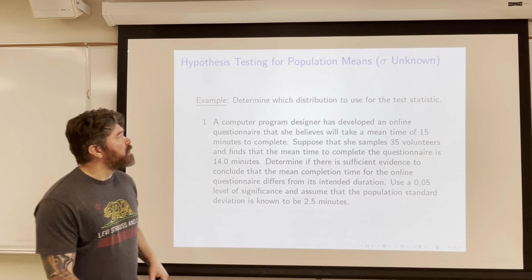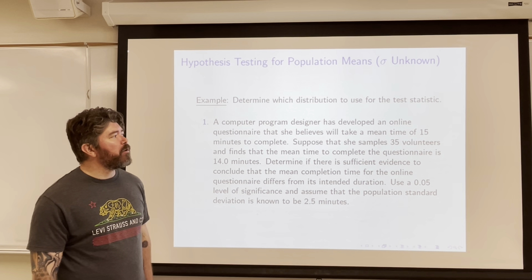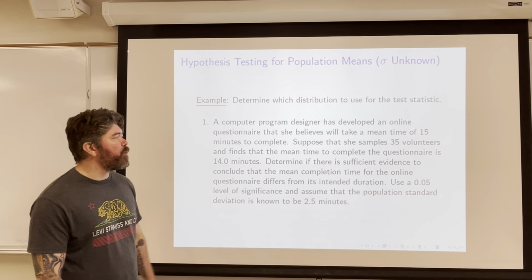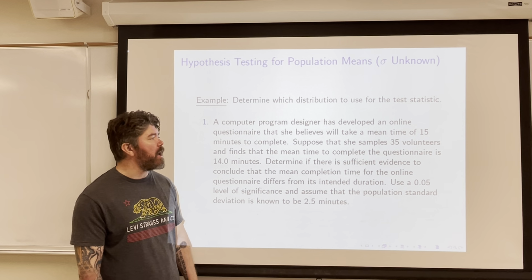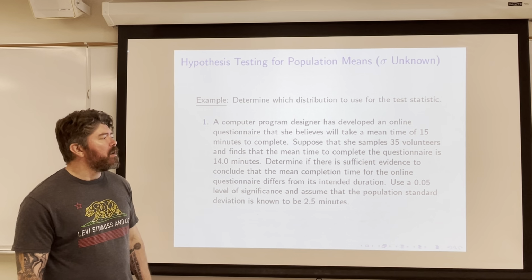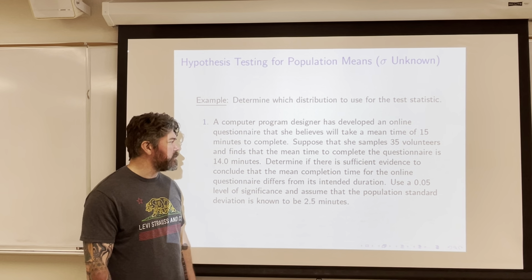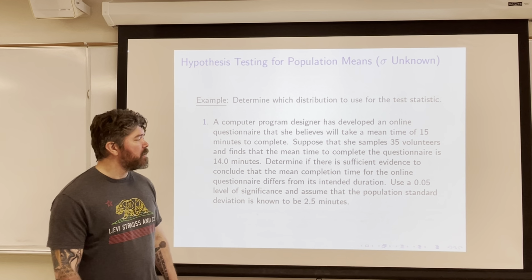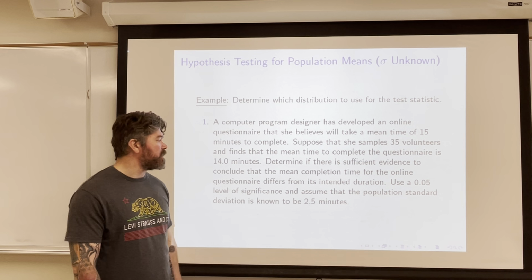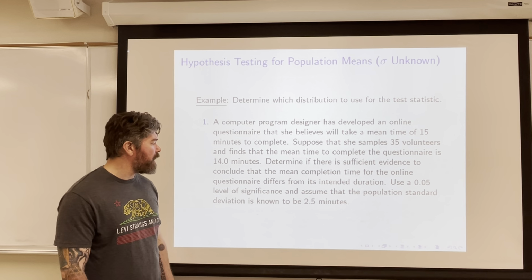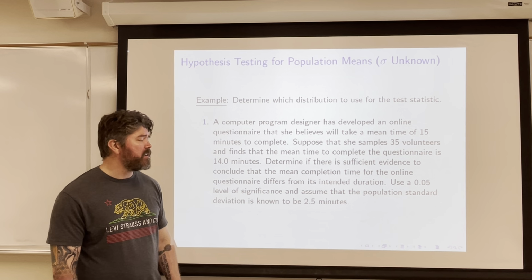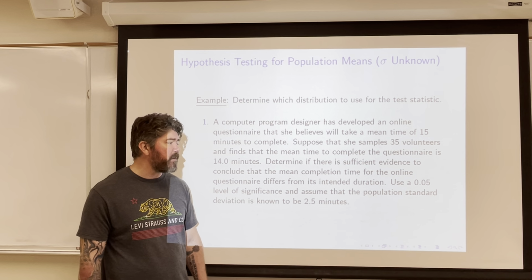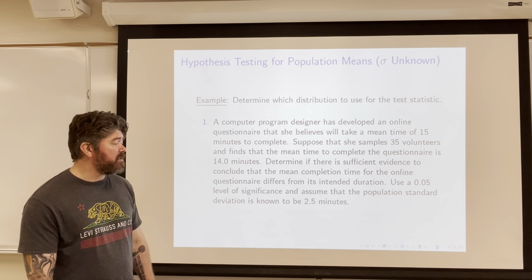Let's look at an example. Determine which distribution to use for the test statistic. A computer program designer has developed an online questionnaire that she believes will take a mean time of 15 minutes to complete. Suppose that she samples 35 volunteers and finds that the mean time to complete the questionnaire is 14.0 minutes. Determine if there is sufficient evidence to conclude that the mean completion time for the online questionnaire differs from its intended duration. Use a 0.05 level of significance and assume that the population standard deviation is known to be 2.5 minutes.